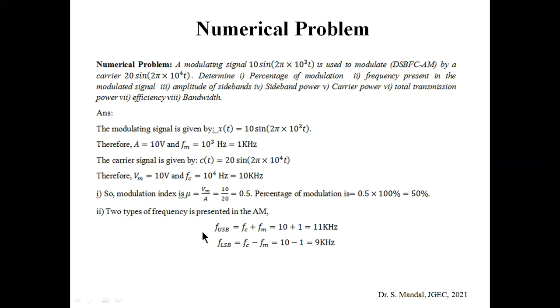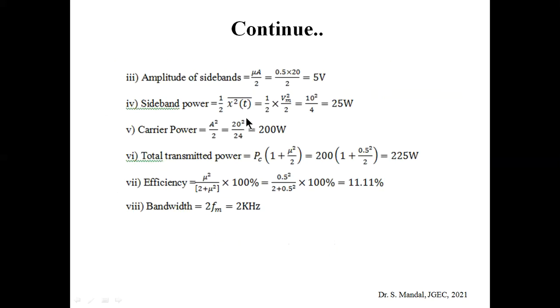Now the amplitude of the sideband is simply calculated from the formula mu A by 2. So 0.5 multiplied by 20 by 2, which is 5 volt.